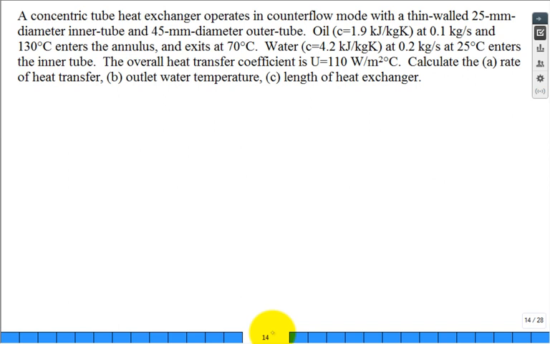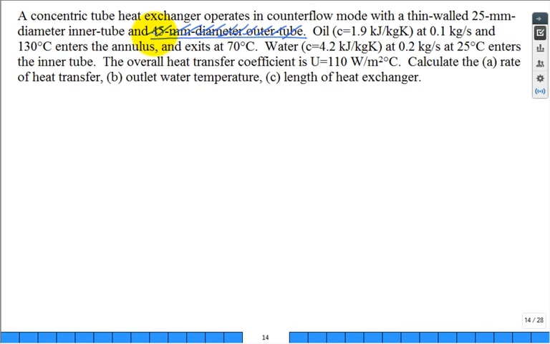So we have this problem. Concentric tube heat exchanger, counterflow mode of operation, with a thin-walled inner 25 millimeter diameter inner tube and an outer diameter outer tube. This piece of information, after you read the problem 2 or 3 times, is a distraction. That's okay. You can handle distractions.